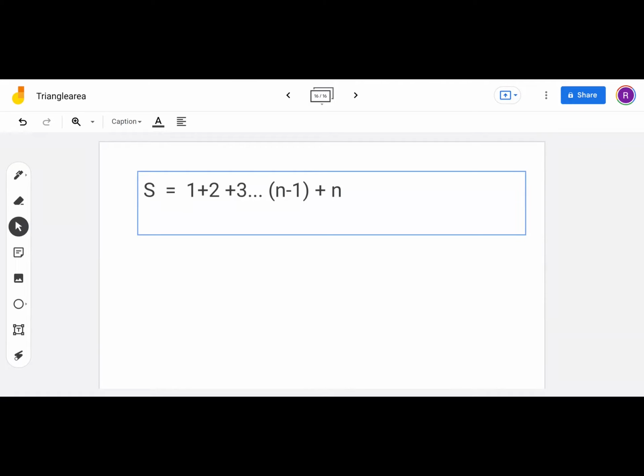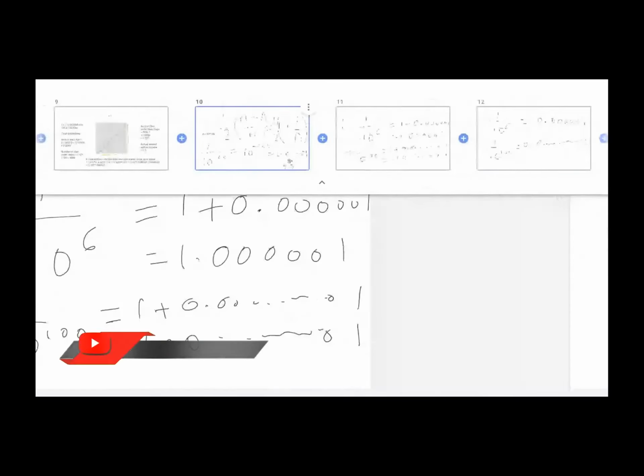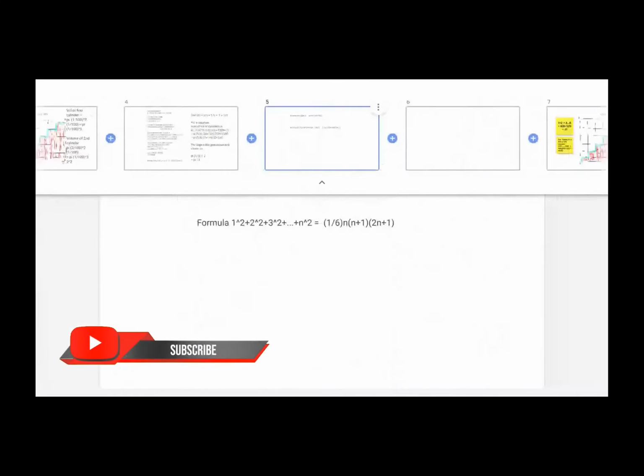Anyone has any idea? So let me give you a hint. Think about the area of the triangle. Let's go back to the geometry. We already know that this 1 plus till n is like the area of the triangle. We already saw that connection.